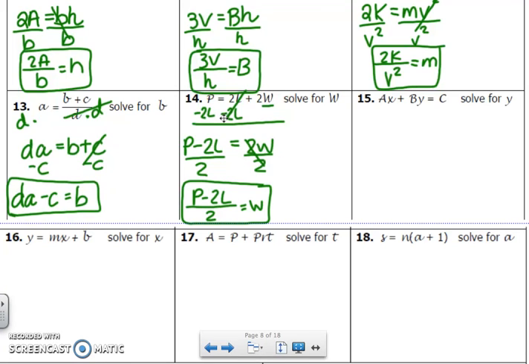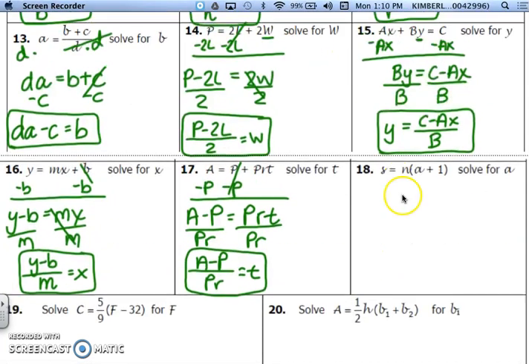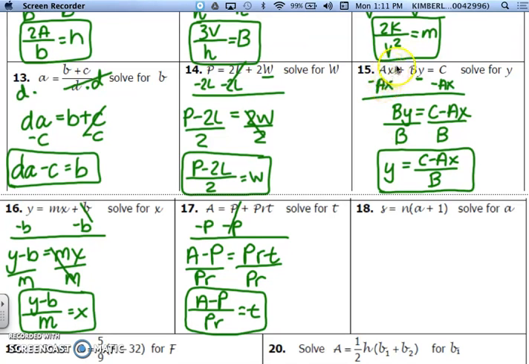Okay? So 15, 16, and 17 are all like that problem where you have to subtract something before you divide. So why don't you try 15, 16, and 17? Press pause. On number 15, the first thing I did was subtract ax because they were adding it.